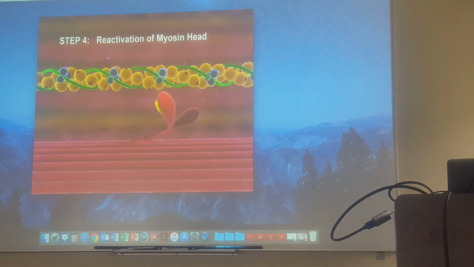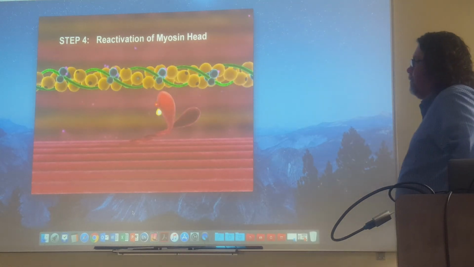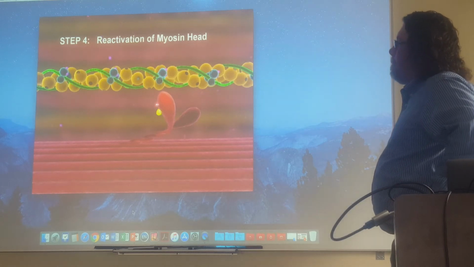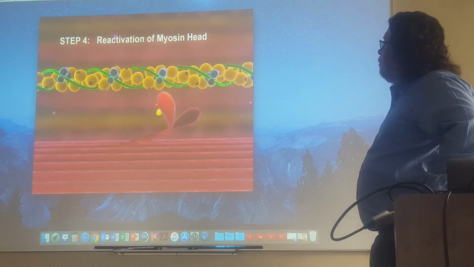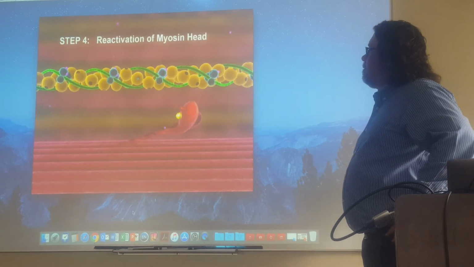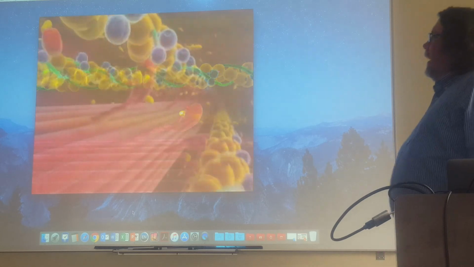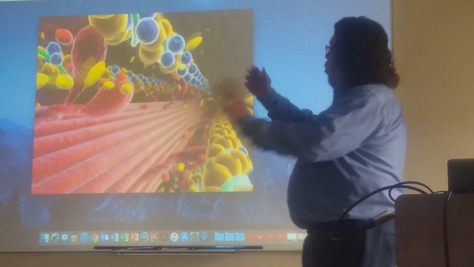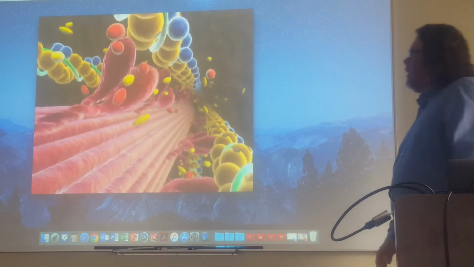Step 4. Reactivation of the myosin head. ATP is hydrolyzed to ADP and inorganic phosphate. The energy released during hydrolysis reactivates the myosin head, returning it to the cocked position. Now this is it. As long as the binding sites on actin remain exposed, the cross-bridge cycle will repeat.